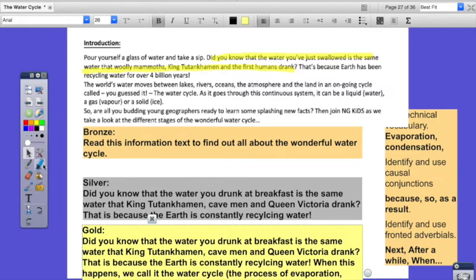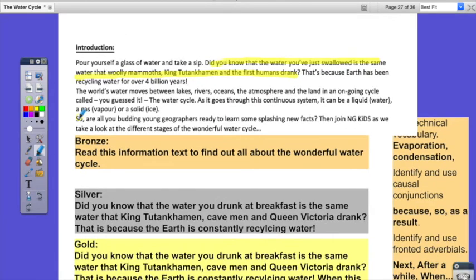And this last sentence is really nice as well. So, are you, all you budding young geographers, ready to learn splashing new facts? Another rhetorical question. Then join us to take a look at the different stages of the water cycle, okay? So that's your introduction. So you can either pause the video now, write your introduction, and then have a look at me modelling the next paragraph, or you can watch me model the next paragraph and then write it all at once. It's completely up to you and how you want to structure your learning this morning.